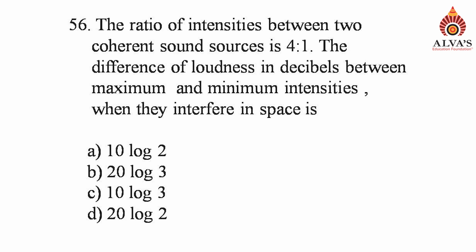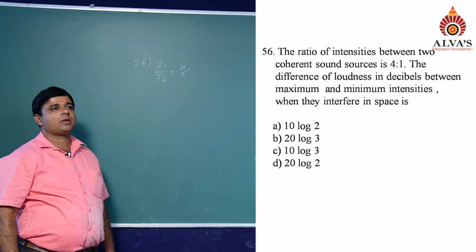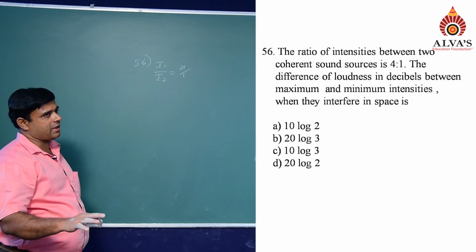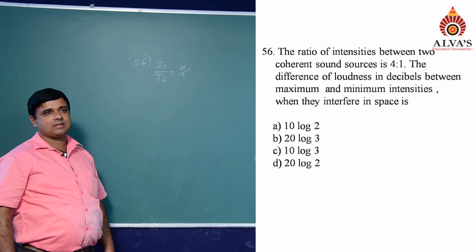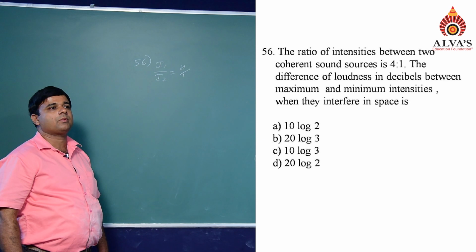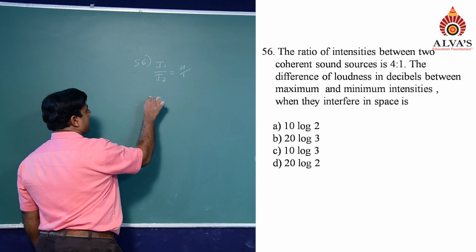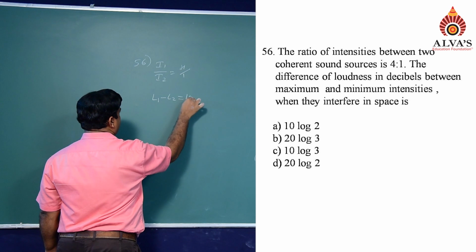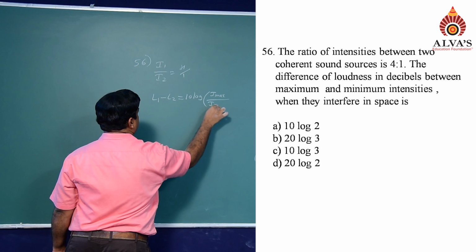That is, I1 divided by I2 is given as 4/1. The difference of loudness in decibels between maximum and minimum intensities when they interfere in space is... You have to calculate the difference in the intensity level, L1 minus L2, whenever they have maximum and minimum intensity.